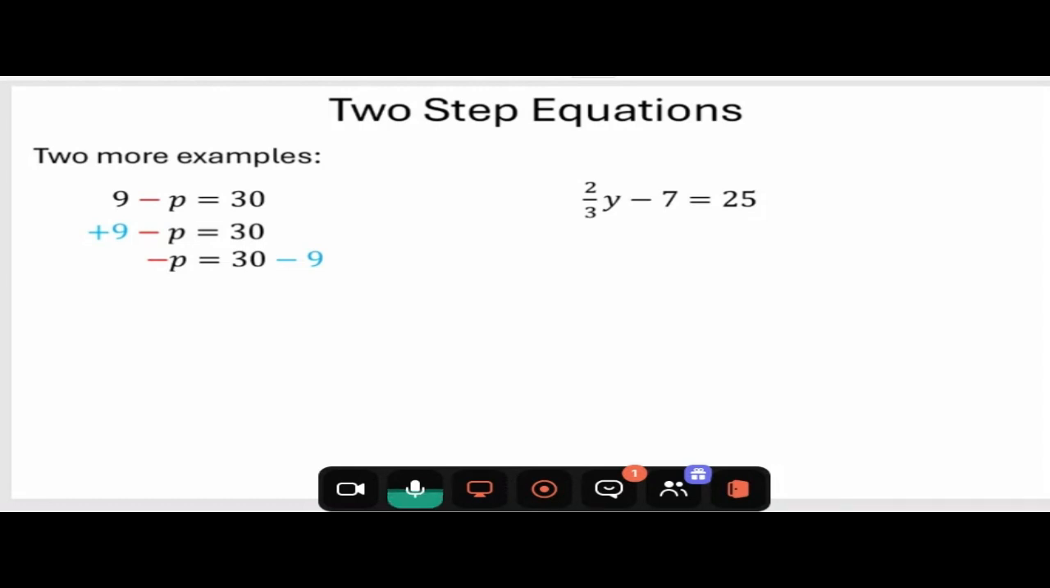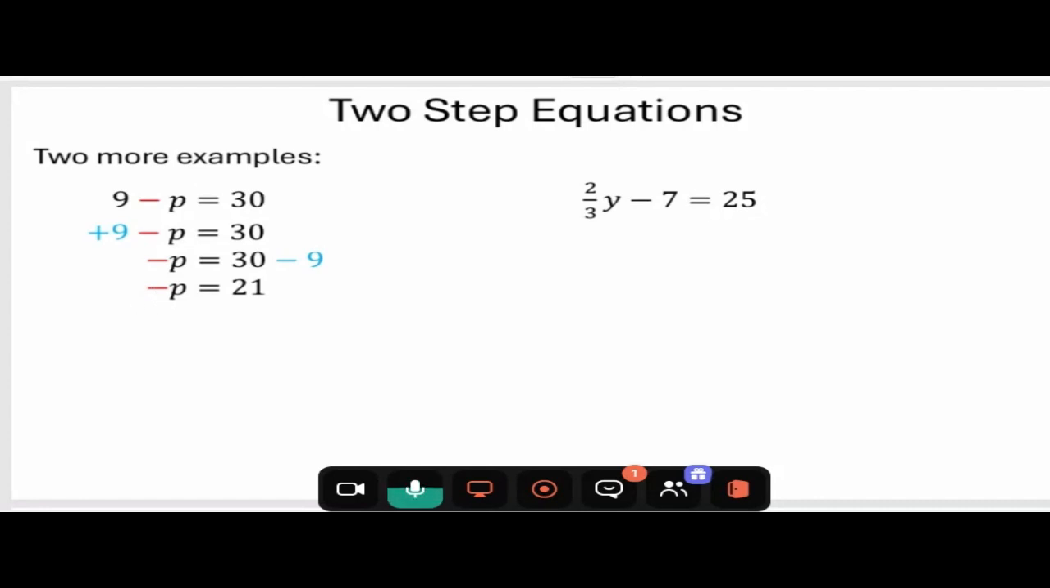Of course, in our minds, we know we just subtracted 9 from both sides. On the right, we have 30 minus 9 is 21. And people will stop there because they think there's nothing to divide by. But let me ask the question we always ask. Is the p by itself on the left side? And the answer is no, it's not. There is still a negative sign in front of it. The p is not by itself.